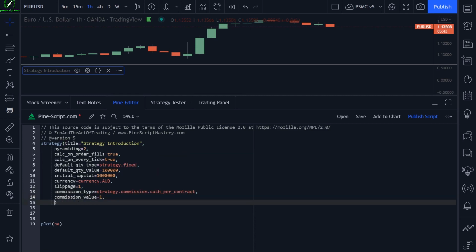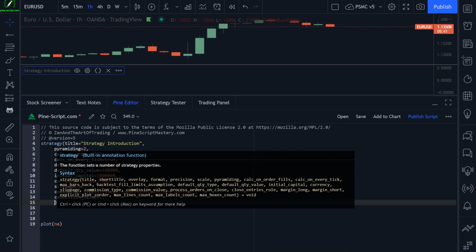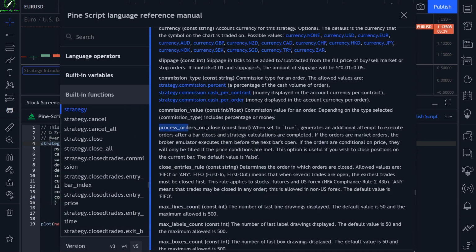Moving on, let's have a look at the next parameter, which is process orders on close. It's similar to recalculate after orders are filled. When it's set to true, it generates an additional attempt to execute orders after a bar closes and strategy calculations are completed. If the orders are market orders, the broker emulator executes them before the next bar's open. If the orders are conditional on price, they will only be filled if the price conditions are met. This option is useful if you wish to close positions on the current bar.